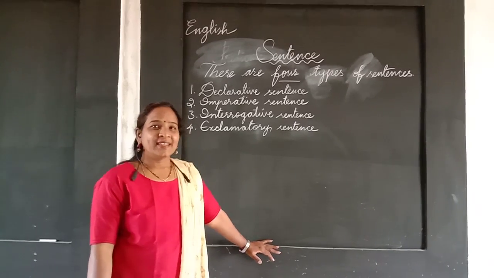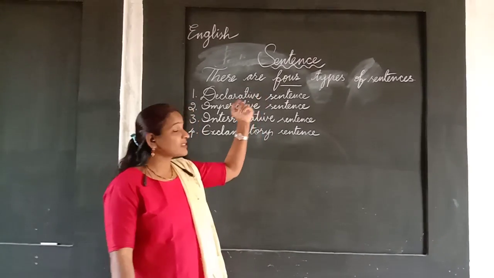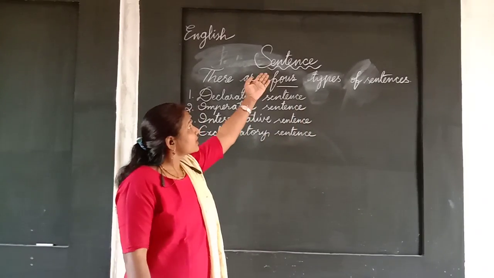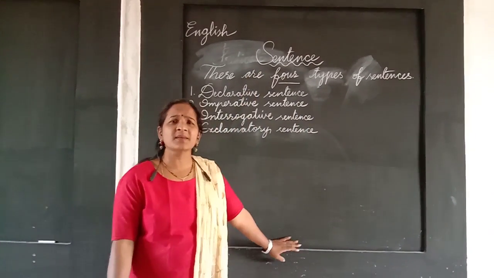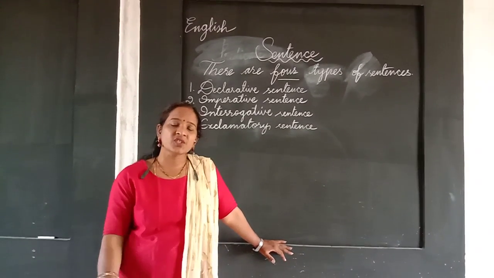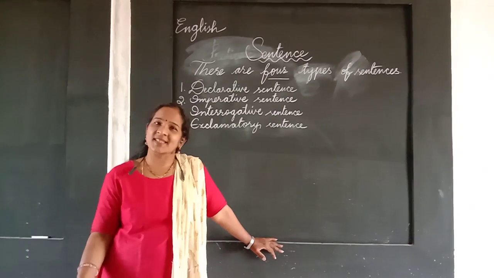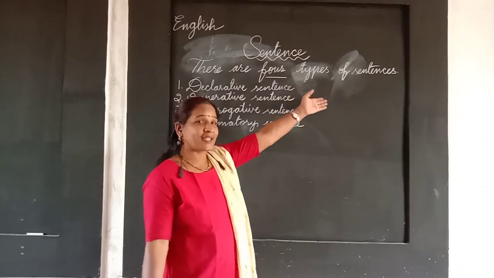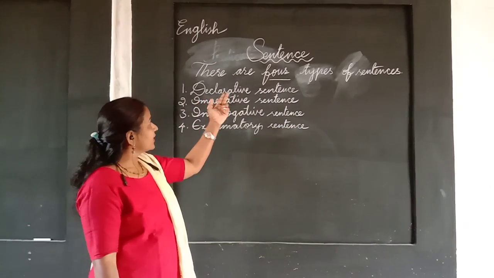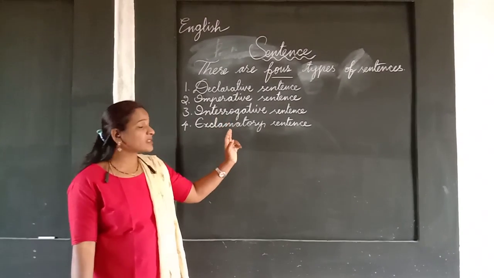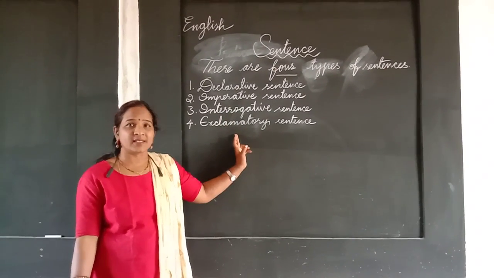Good morning, children. Today let's learn what a sentence is and how many types of sentences we have. Let's see what a sentence is. A sentence is nothing but a group of words arranged in a meaningful order which gives you a complete sense. Sense is nothing but meaning. And there are four types of sentences: declarative, imperative, interrogative, and exclamatory.